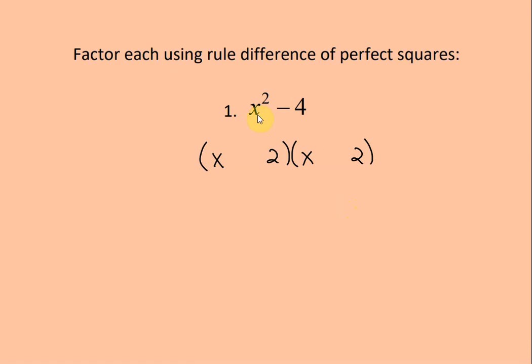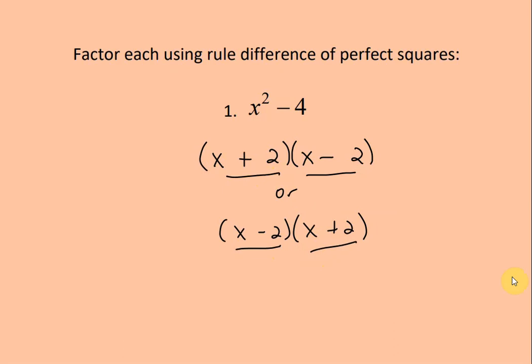Okay, so now that I've taken the square root of each part and written it twice, for the signs that are going to go in my binomials, I just have to put one of each sign. So plus and minus. Or I could have written x minus 2 times x plus 2. It doesn't matter what order you put the group in, but the stuff inside needs to be the same: x minus 2, x plus 2. It doesn't matter what order the groups are in.